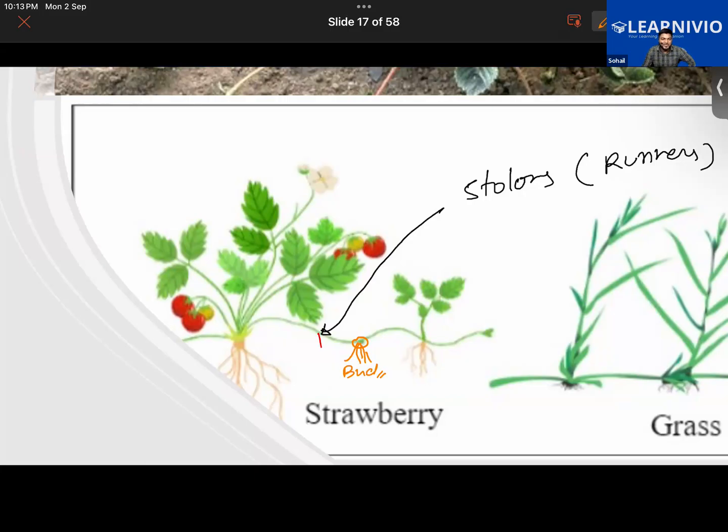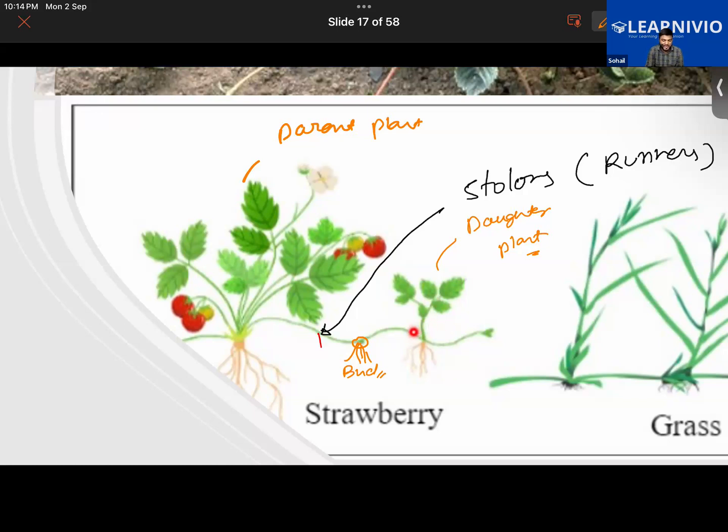So they contain special structures called buds. And these buds have the potential to produce new roots and a new shoot system if they come in contact with soil. So a new plant will be formed. This is the parent plant, and this one is the daughter plant. Getting it now? As the runner runs on the ground, when it touches the soil, the bud will start to grow, and these plants will develop the root system and the shoot system also.